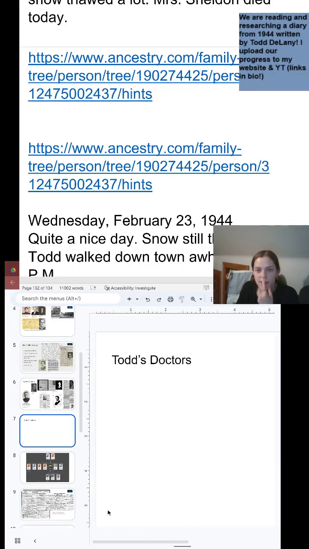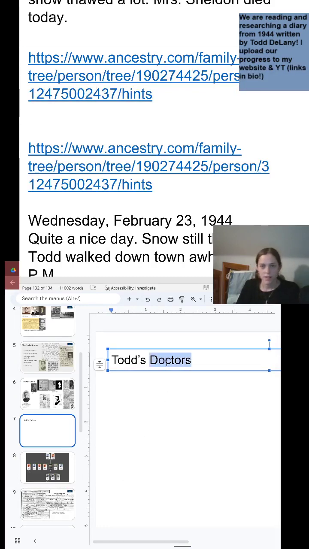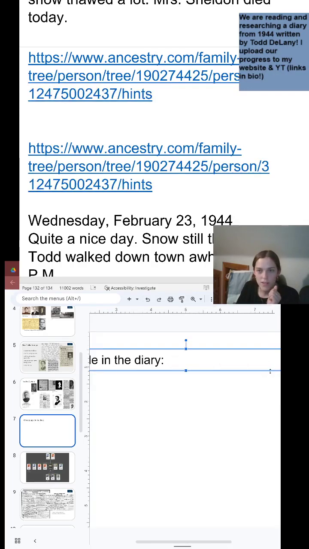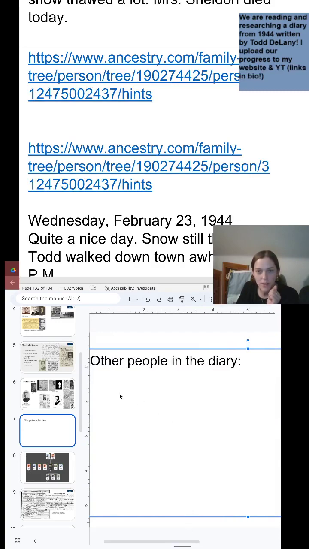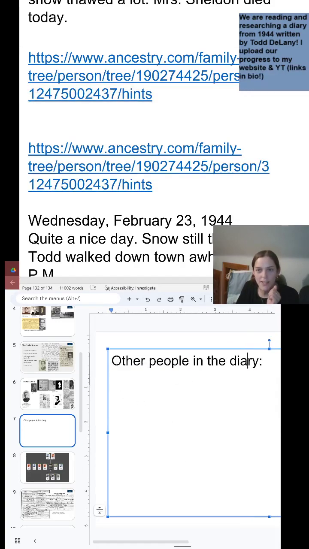I don't know if it would be easy right now to list, see, this is Todd's doctors. I want to write other people in the diary. We can list a few people from today if you guys remember any, but I don't know if you will. Because I definitely don't, off the top of my head. But then we could always go back into the entries and list people. But, yeah, Kit and Pauline. And if we know anything about those people, we can add it in.